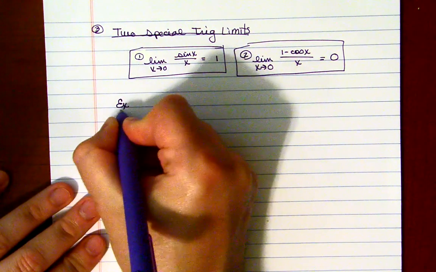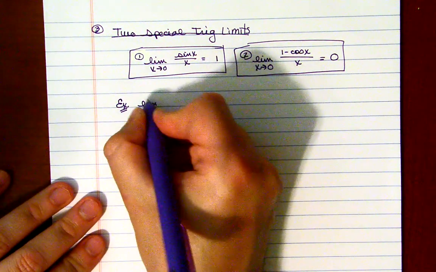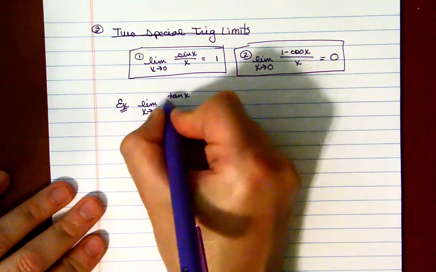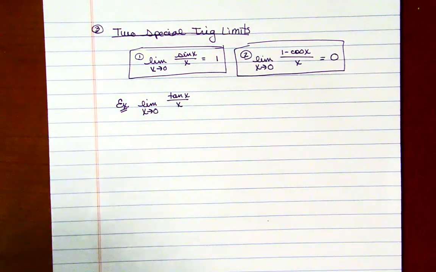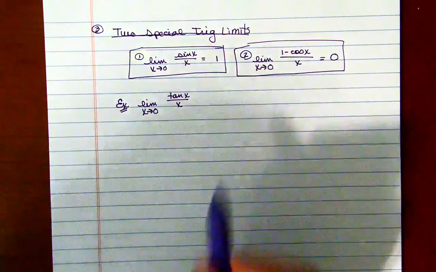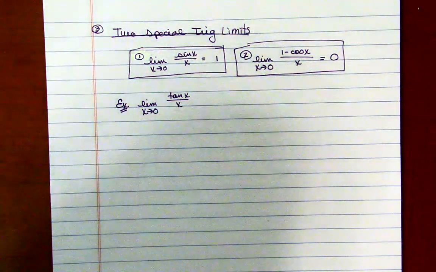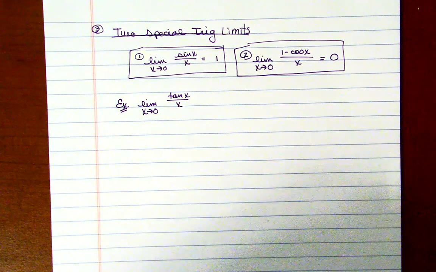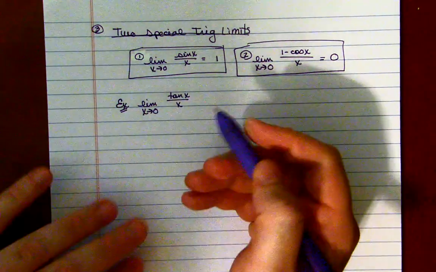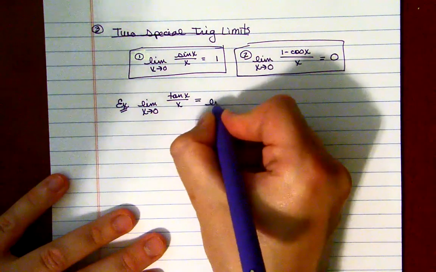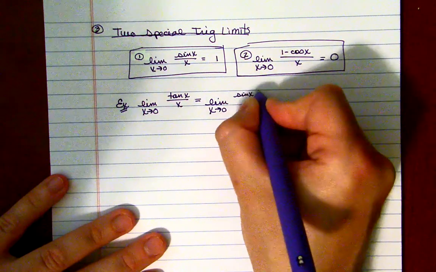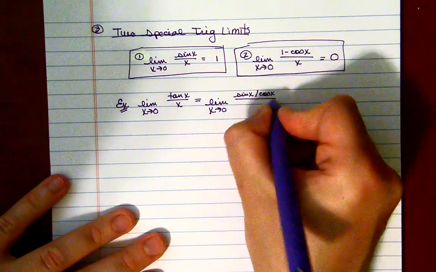For example, let's take a look at the limit as x approaches 0 of the tangent of x over x, which is not one of our special trig limits, but maybe I can do some manipulation to make it fit one of those forms. Anyone have an idea what we could do? Maybe you thought rewrite tangent in terms of sine x and cosine x. I'm going to say the limit as x approaches 0 of, okay, the top is the sine of x over the cosine of x, and the bottom is x.